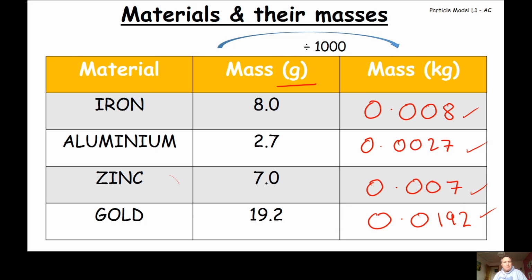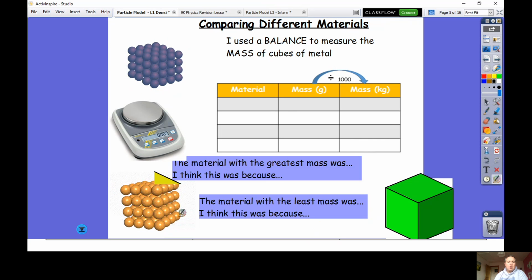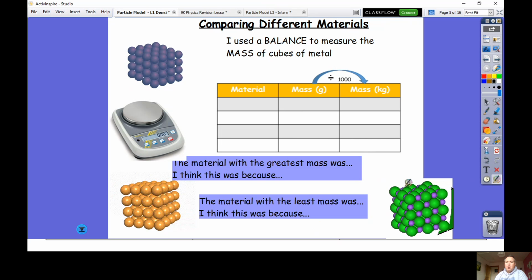So different metals, although their cubes were exactly the same size, had different masses. Why could this be? Well, we need to think about the particles. Although all the metals are solids, their particles can be packed closer or in different arrangements together to squeeze more particles into the cubes. It could be that each particle the metal is made of has a little bit more mass.